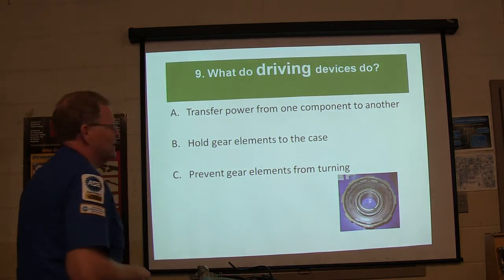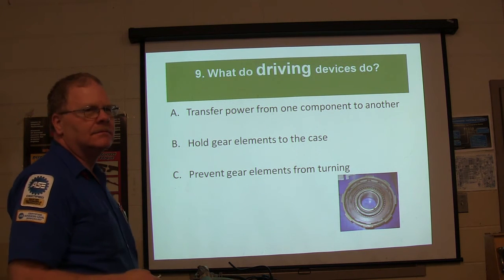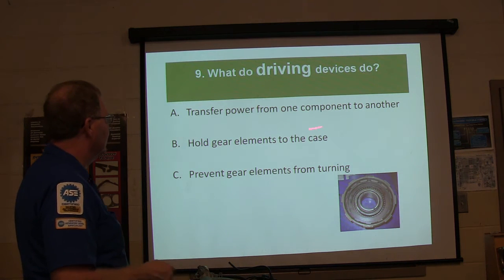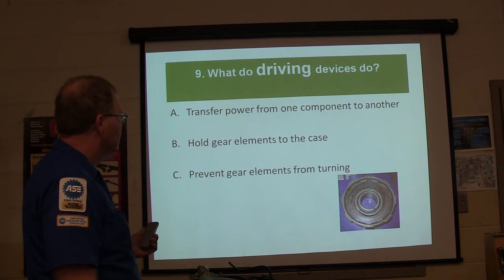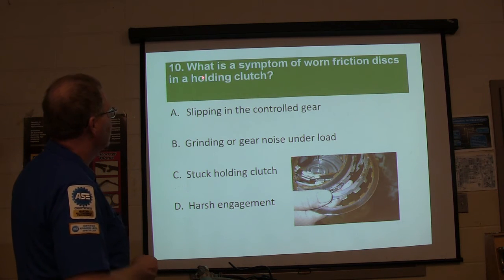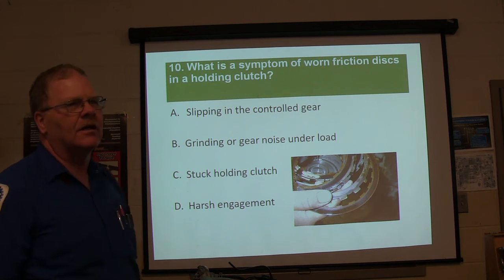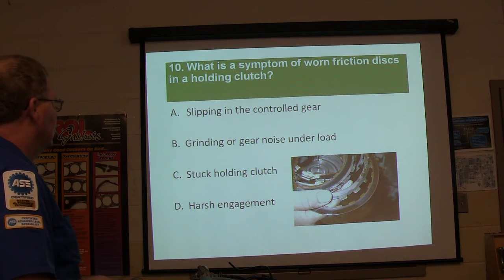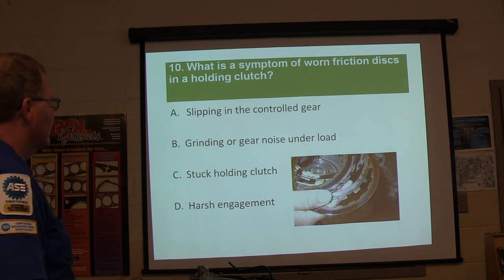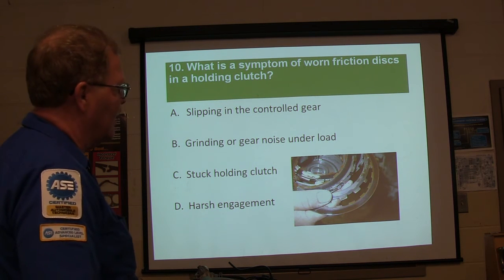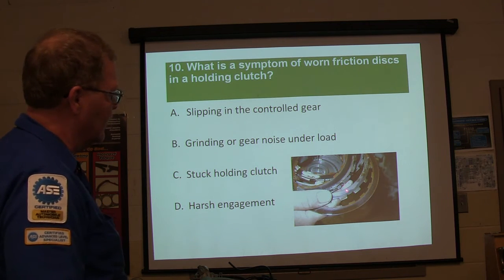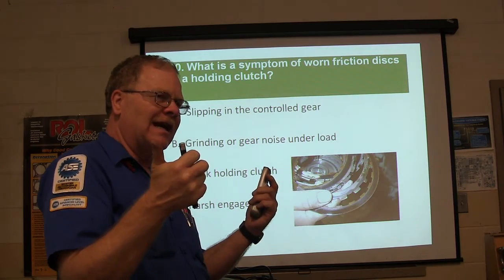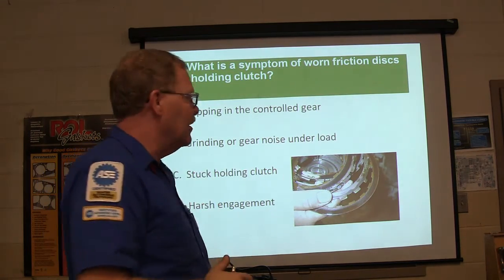What do driving devices do? They transfer power from one component to another. I know I got that wrong. What is a symptom of worn friction discs in a holding clutch? Slipping into controlled gear. The holding clutches are bigger and will be on the outside of the drum, and the plates will be hooked into the case, and the inside of the teeth will be on the drum.